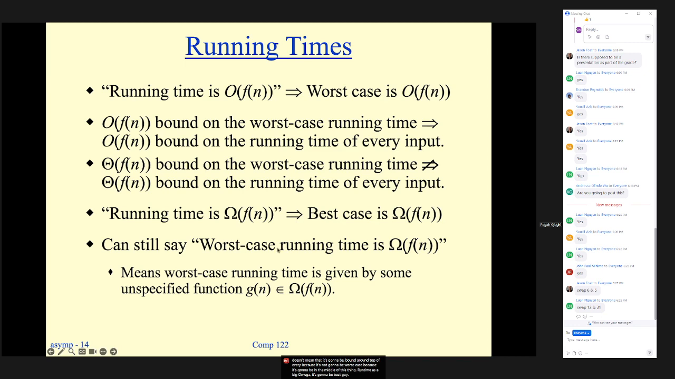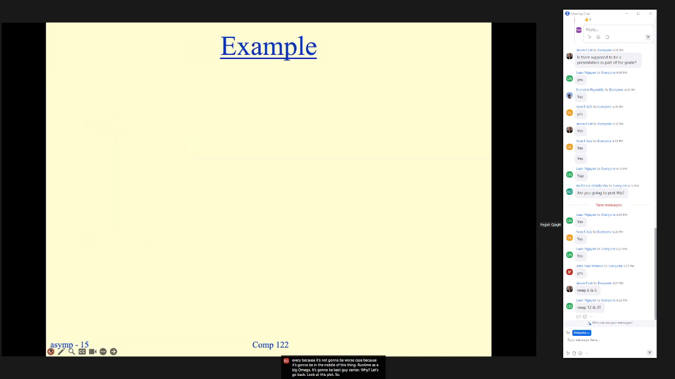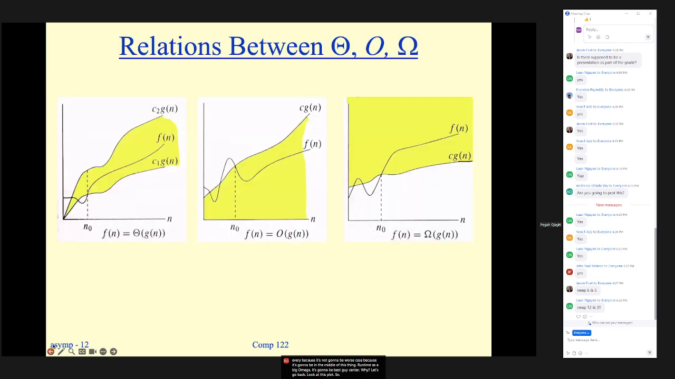Why? Let's go back. Look at this plot. Here, if I have big omega notation, you can see the best I can get in the best scenario is going to be C of G of n, because it's not going to get better than that. It's the lower bound. The lowest I can get is C of G. So this is the best case scenario, and this is the worst case scenario. Does it make sense?